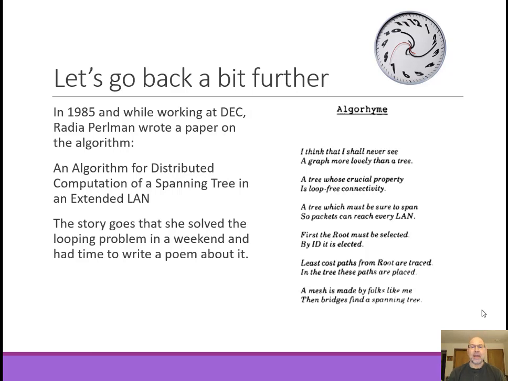Algorhyme. I think that I shall never see a graph more lovely than a tree, whose crucial property is loop-free connectivity. A tree which must be sure to span so packets can reach every LAN. First, the root must be selected. By ID, it is elected. Least cost paths from root are traced. In the tree, these paths are placed. A mesh is made by folks like me. Then bridges find a spanning tree.